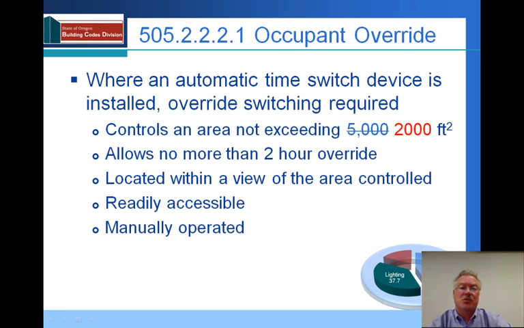When a time-based control system is being utilized, there has to be the ability to have some sort of user interface override. These overrides will control areas not to exceed 2,000 square feet and not allow more than 2 hours of override at a time. They must be able to be seen by the user, accessible, and manually operated.